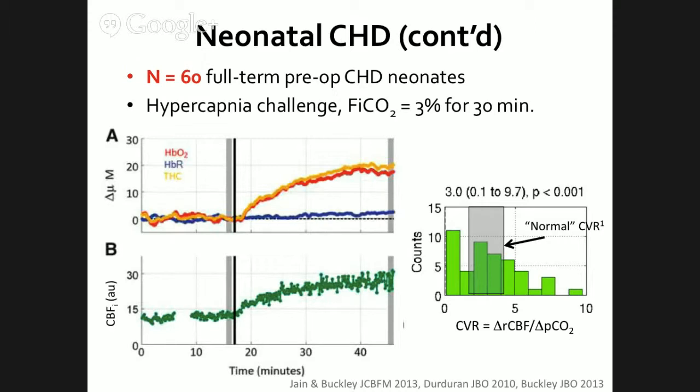despite the fact that their preoperative baseline cerebral hemodynamics were substantially different from normal, their cerebrovascular reactivity was pretty normal. So this is a histogram of percent change in CBF per change in partial pressure of CO2. And you can see that their median value is right around the normal range for adults. I don't have normal cerebrovascular reactivity in babies, but we also did not find any link between cerebrovascular reactivity and pre or postoperative injury seen on MRI scans.